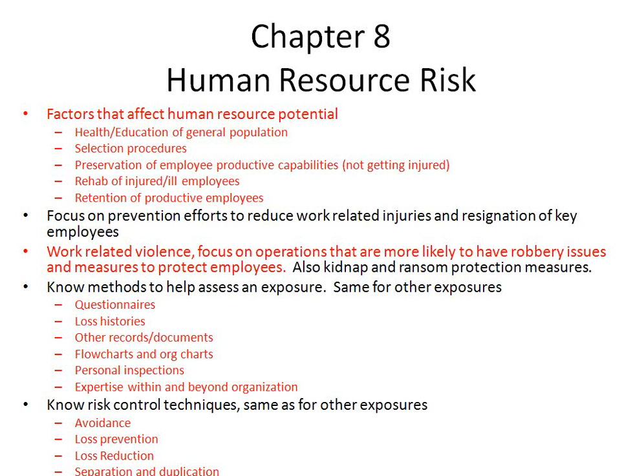So there's different things. Big picture, if you think about why people leave or come to an organization, how do we keep them? When we talk about human resource potential, we're talking about the big picture of those elements. Focus on prevention efforts to reduce work-related injuries and resignation of key employees. On work-related violence, focus on operations that are more likely to have robbery issues and on measures to protect employees. So we can think about this.